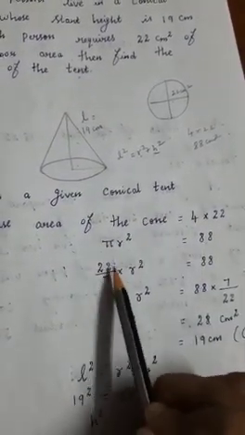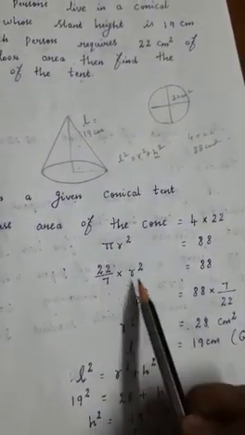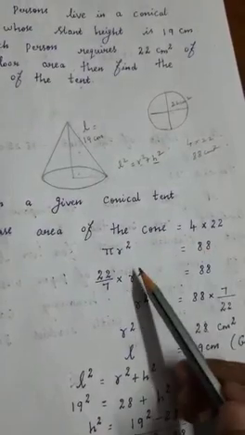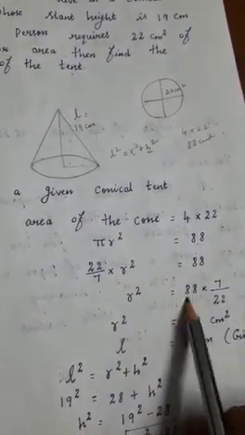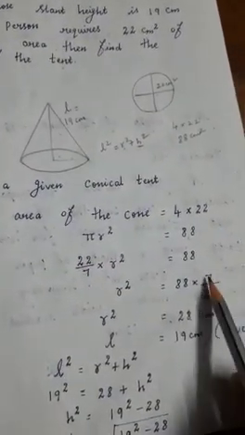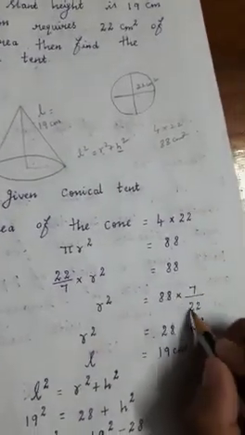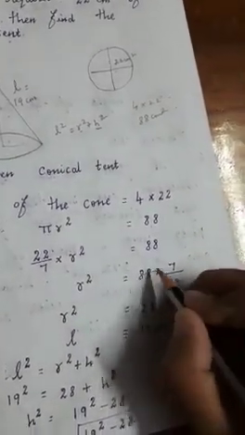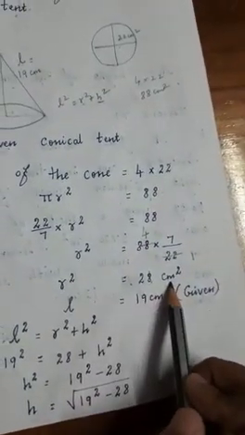So pi value is 22 by 7 into R square. Radius you don't know, we need to find out, okay. So R square is equal to 88 into, if you transpose 22 by 7 to that side, how will it change? 7 by 22. After that, can you cancel it? 22 1s are 22, 22 4s are 88. So now R square is equal to 28 centimeter square.